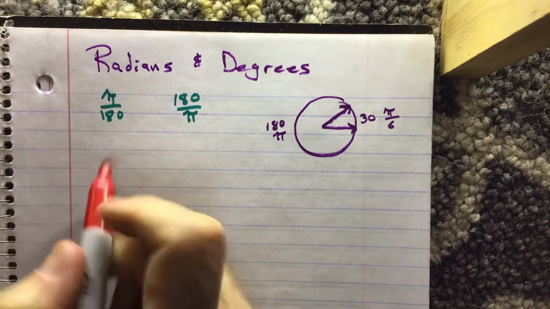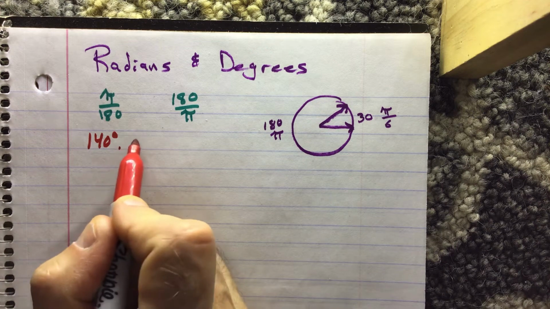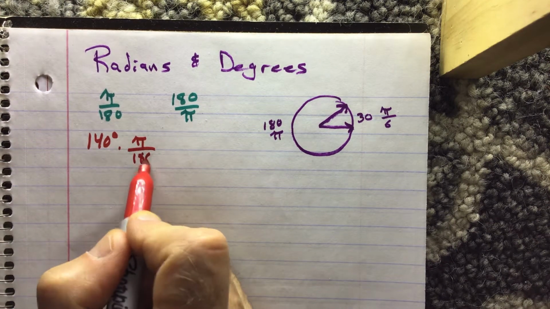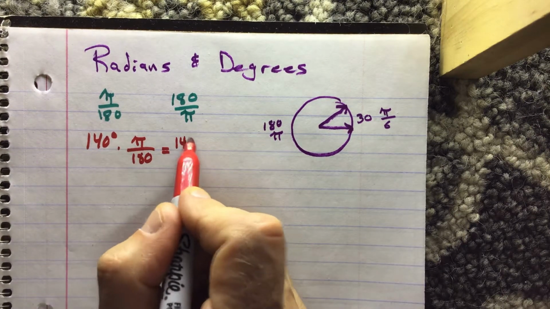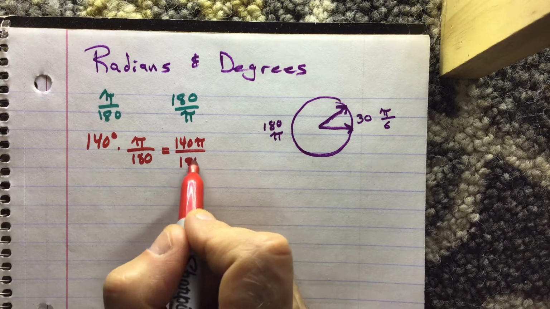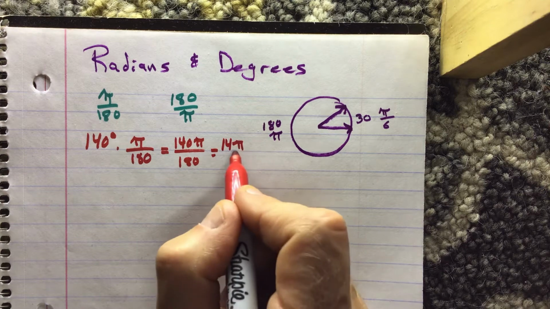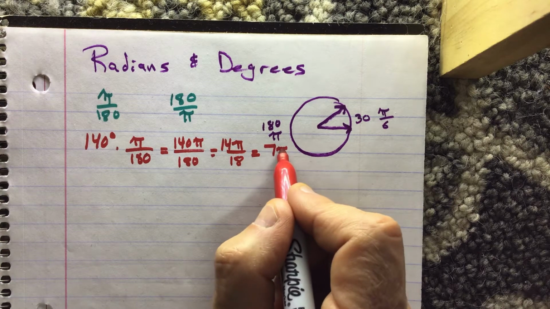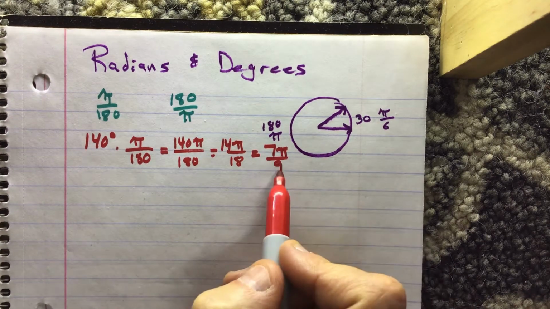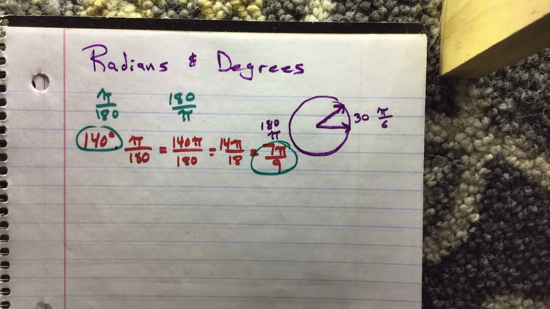If you want to convert 140 degrees to radians, you would multiply by pi over 180, so that you'll have pi in your answer. When you multiply this, you get 140 pi over 180. You can reduce this by dividing by 10, which gives you 14 pi over 18. And you can reduce that by cutting these in half, which is 7 pi over 9. So 7 pi over 9 is the same as 140 degrees. So that's the degree measure, that's the radian measure. So that's how you convert from degrees to radians.